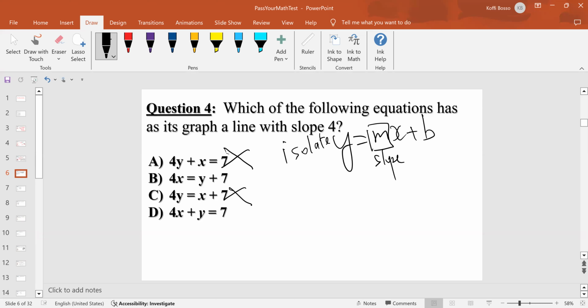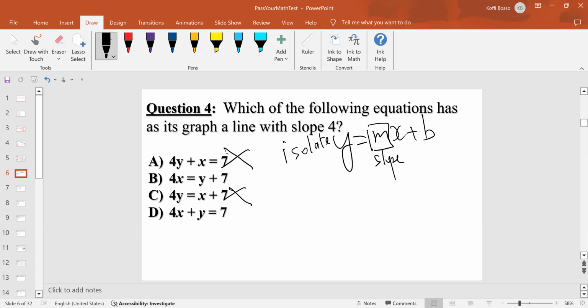Okay, solving for y in A and solving for y in C, we're going to have x divided by 4, because to isolate that y, we need to divide the entire equation by 4. So in that case, we're going to have x divided by 4. It's not what we want, but we want 4x. So the answer is probably going to be between B and D.